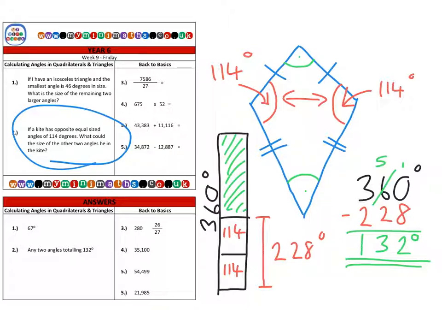So for example, you may decide to choose one to have a right angle, maybe at the top, and then we'd have the bottom angle down here of 42 degrees. It's just as long as they both equal 132 degrees.